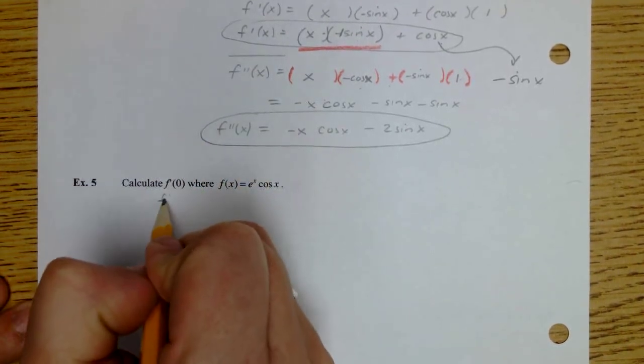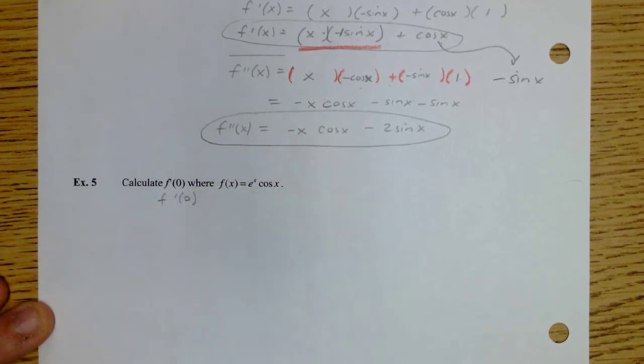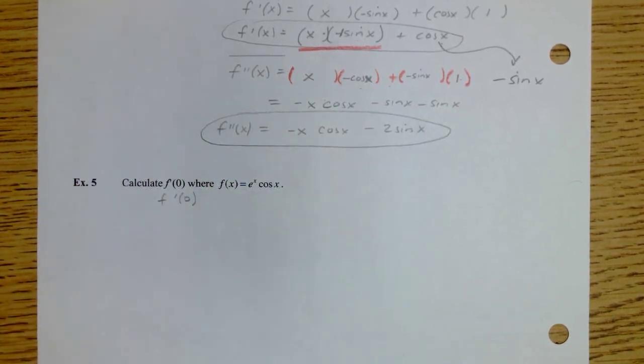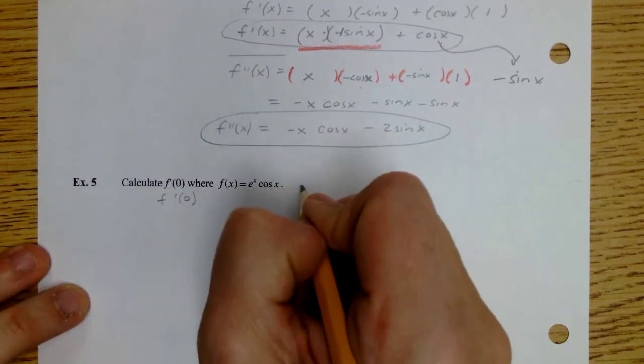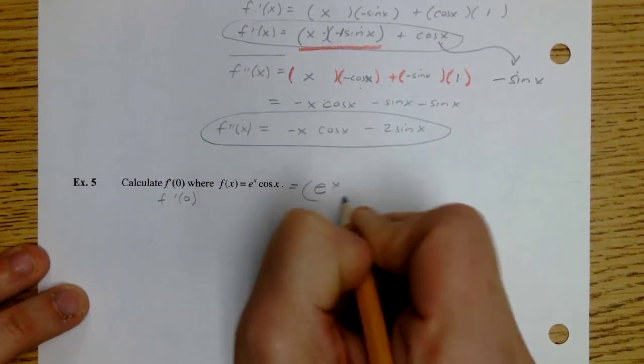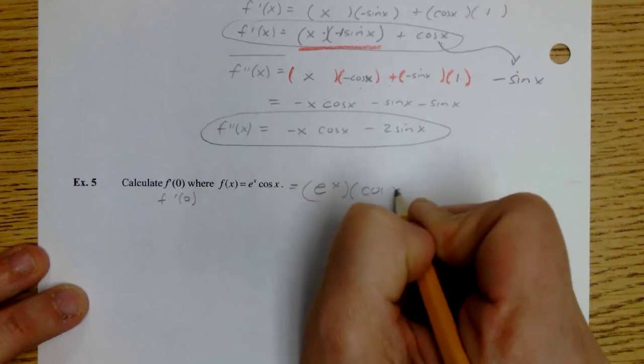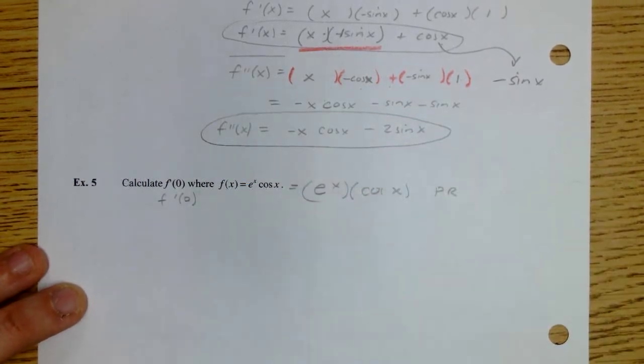So I just want to rewrite this underneath. This is f prime of 0. The syntax, I'm not sure why the apostrophe is blending in with the italicized letter, but they're asking you to find f prime of 0. So again, this is going to be e to the x times cosine x. This is going to be a product rule.